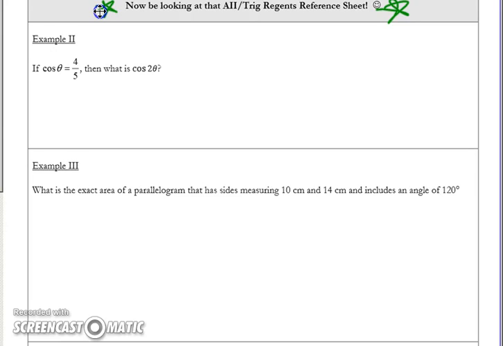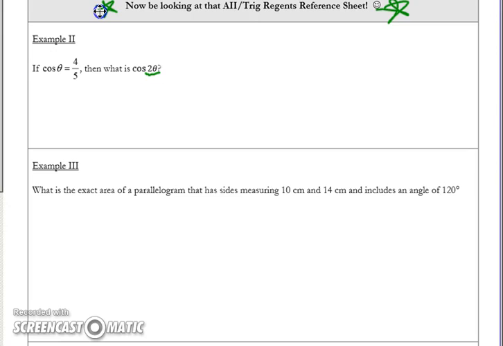So in this problem, it says if cosine of an angle, call it theta, is equal to 4/5, then what is cosine of 2 times that angle? Or in other words, double that angle. Oh, double that angle. Look at your pink sheet. We have what are called functions of the double angle. Those are going to be handy in this case, because this is doubling the angle. 2 times the angle, 2 times theta.